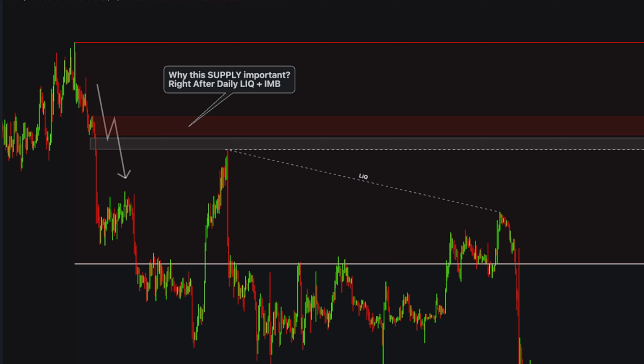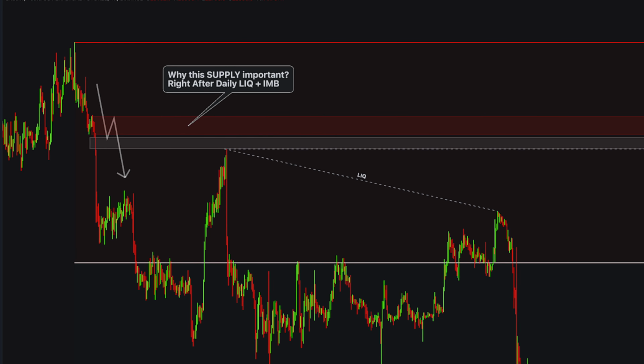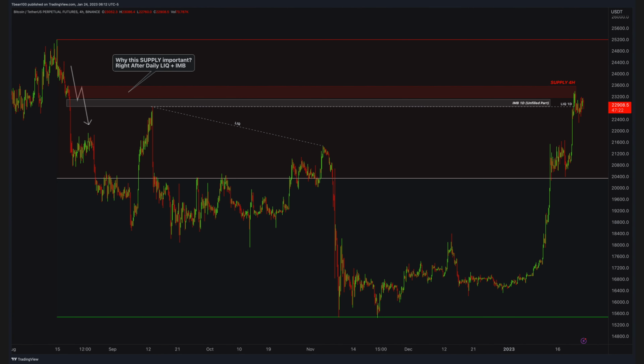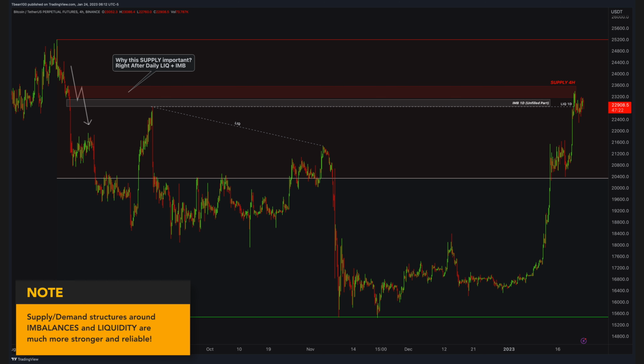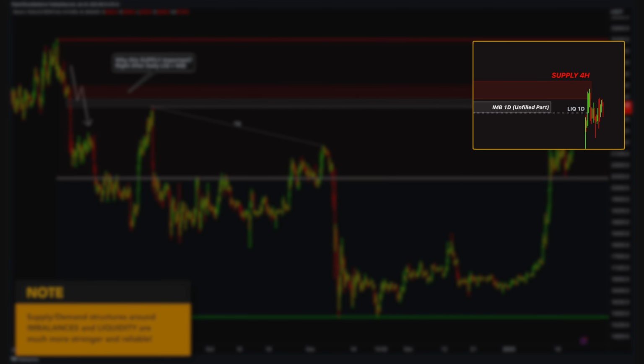So what does it all mean? Supply and demand zones right after or before the imbalances and liquidity, such as order block combined with imbalance and liquidity, or breaker block combined with imbalance and liquidity, is much more reliable and usable for us.